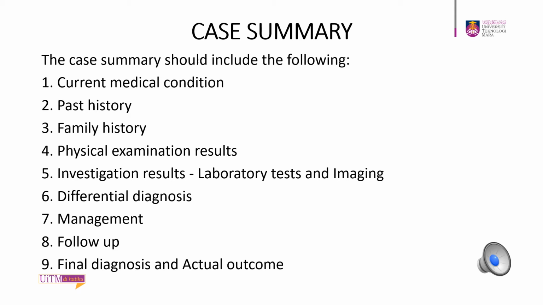Number 2. Past history. Here, aside from previous medical history, occupational and relevant social history, along with medications taken or allergies, can be included. Number 3, family history. Significant or relevant history must be stated. Number 4, physical examination results. The author can start with the vital signs presented at the examination. Number 5, investigation results such as laboratory tests and imaging.